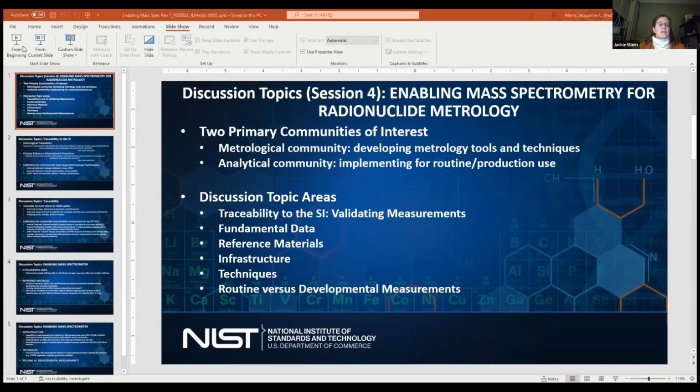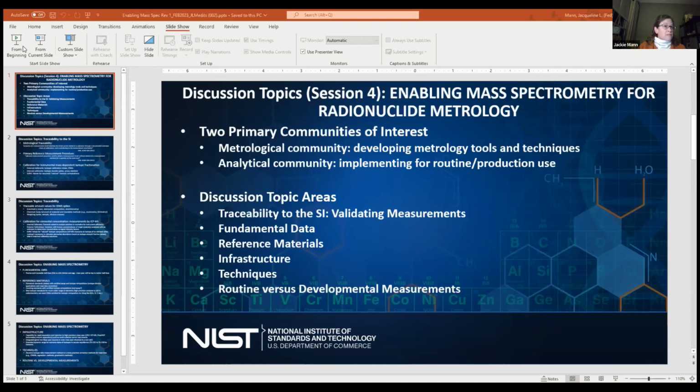So for specific discussion areas, we hope to go over today. The first is traceability to the SI, which we did touch on a little bit yesterday when the topic of primary reference measurement procedures came up. Also, fundamental data. This also came up yesterday when we were talking about improvements of half-lives and branching ratios and things like that. Also, reference materials. That also came up yesterday when we were talking about the 3000 series, the spectrometric solution that NIST sells and being used for mass bias, even though they are not certified for isotopics.